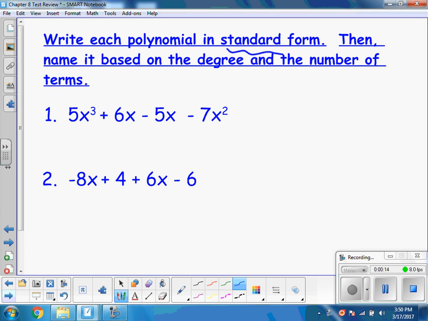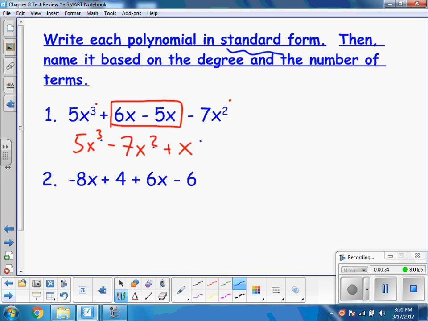So standard form tells me that I need to line them up by degree. So I have 5x to the third is the highest degree. My next highest degree is 7x to the second. And I see these two can be combined together to get just x. So they are now combined. Are they in order? 3, 2, 1. Thus they're in standard form.